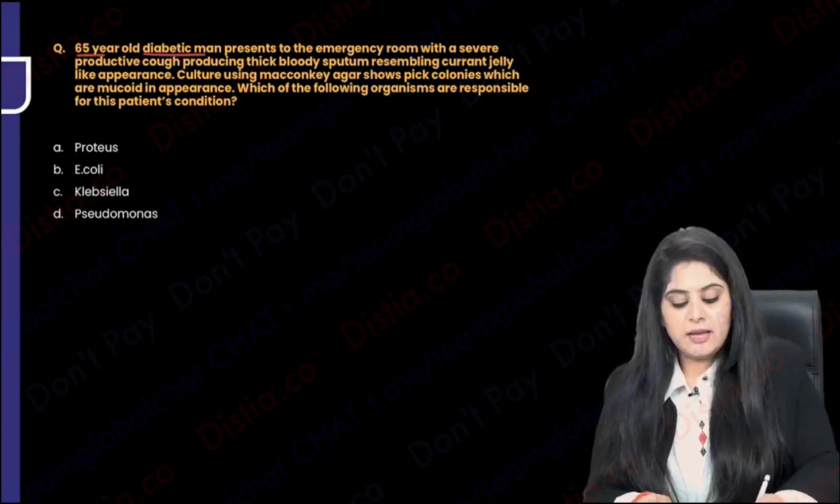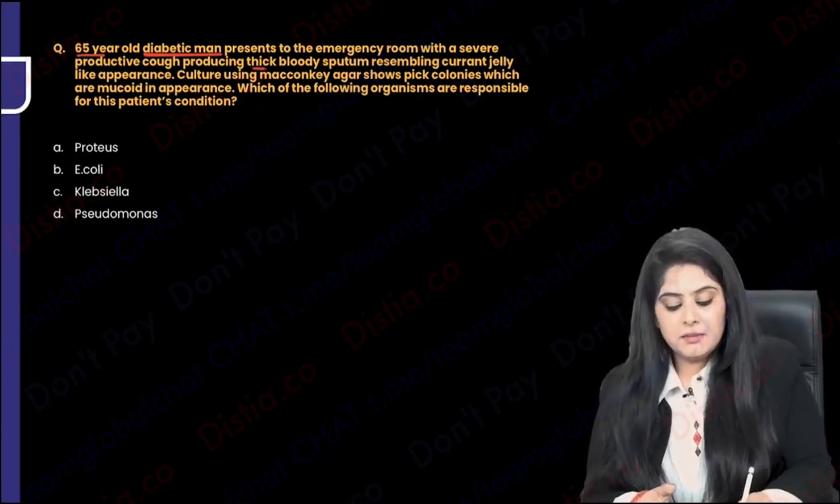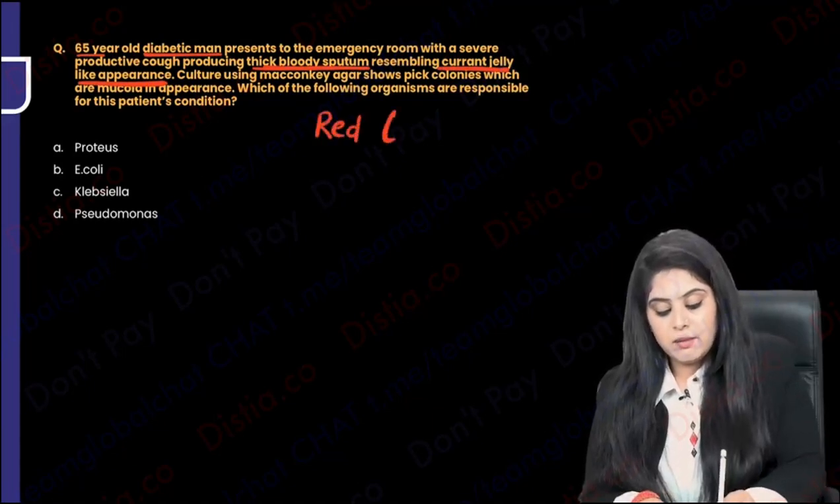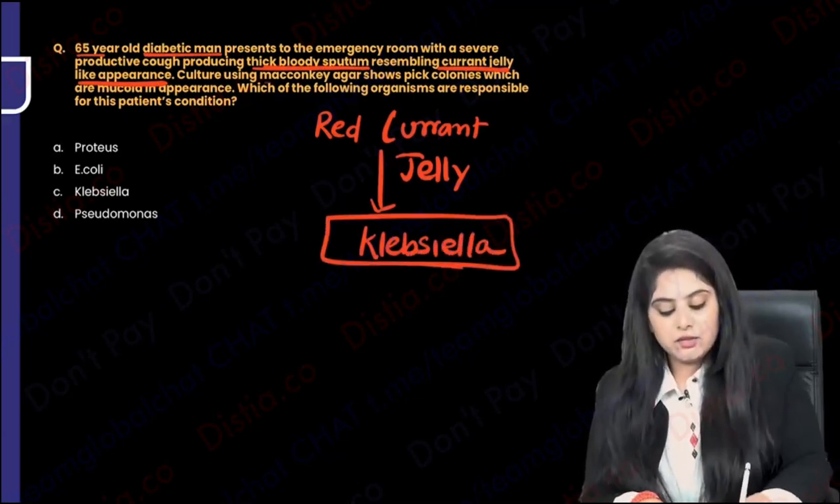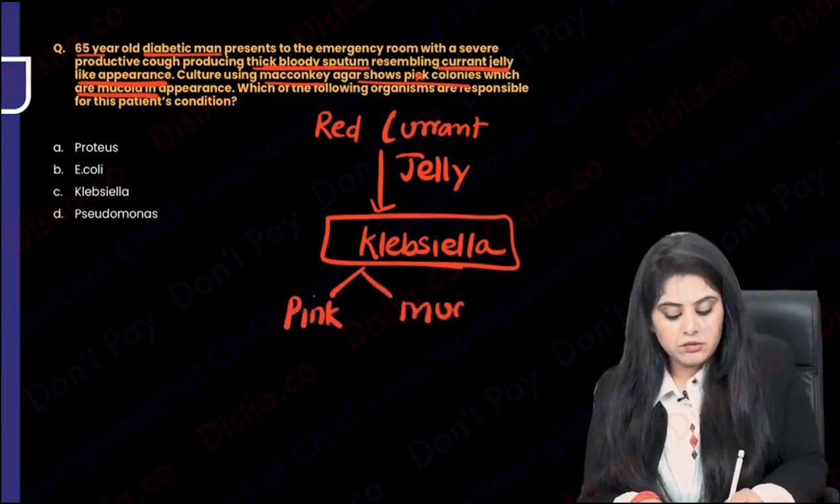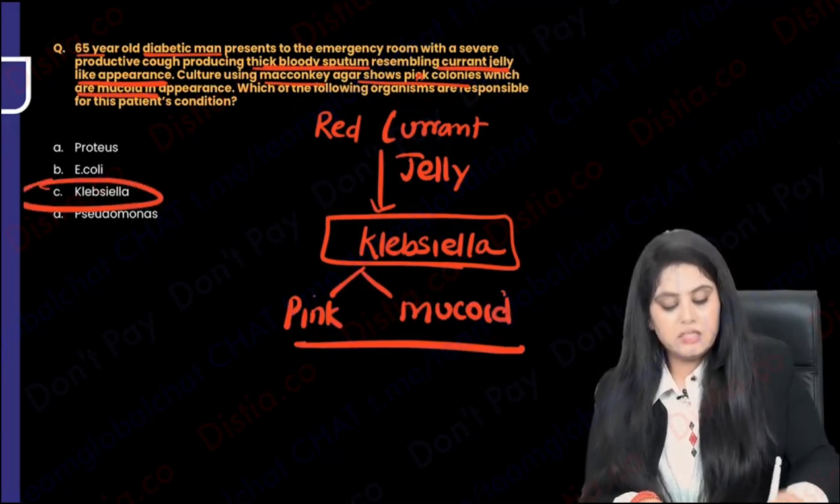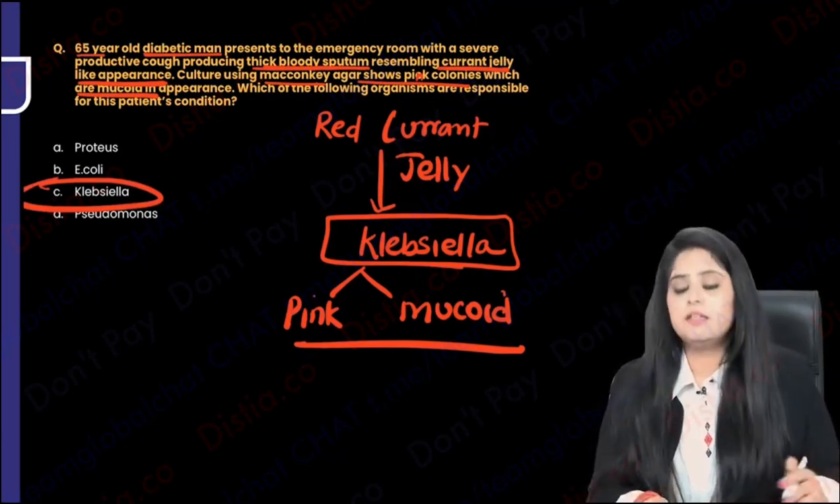Coming on to the next question. There's a 65-year-old diabetic man who presents to the emergency room with a severe productive cough, having a thick, bloody sputum resembling currant jelly. So remember, when they are talking about a red currant jelly sputum, currant jelly will remind you of Klebsiella. Also, I know Klebsiella is a lactose fermenter, so on MacConkey it shows pink colonies which are mucoid. Of course, Klebsiella is not only going to be pink colonies, but is also going to be mucoid. So that definitely gives me currant jelly sputum with pink colonies and mucoid. Of course, it is a classical case of Klebsiella.